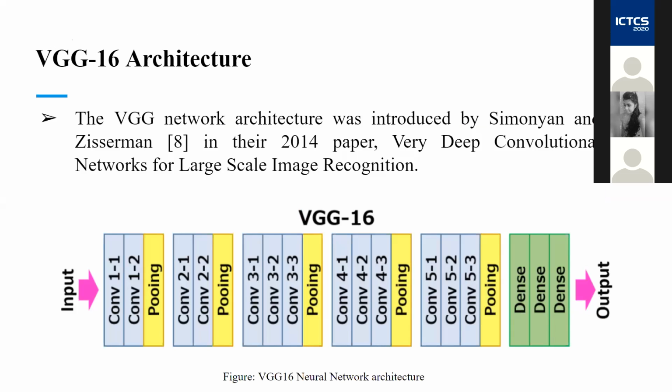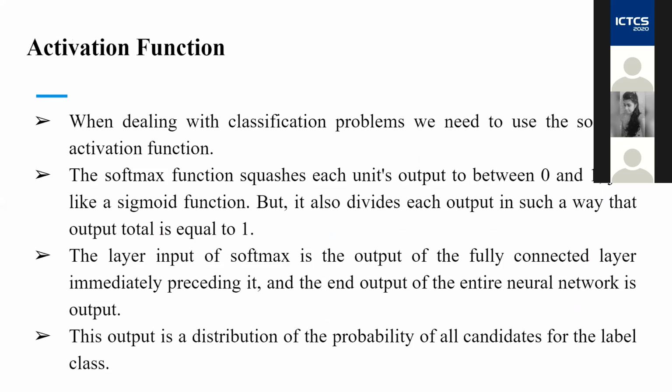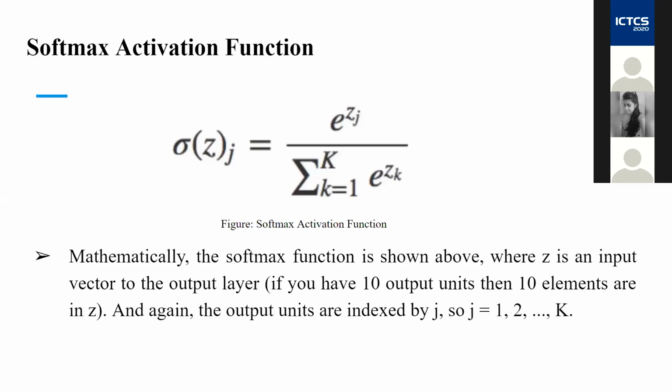We have used the VGG16 architecture, including 16 layers, having convolutional layers, pooling layers, dense layers, and hidden layers for getting the proper output. When dealing with classification problems, we need the softmax activation function. That activation function follows the fully connected layer immediately preceding it, and the end output of the entire neural network is a distribution of the probability of all candidates for the label class. This is the softmax activation function. This is used for getting the proper output, and this is the final result.